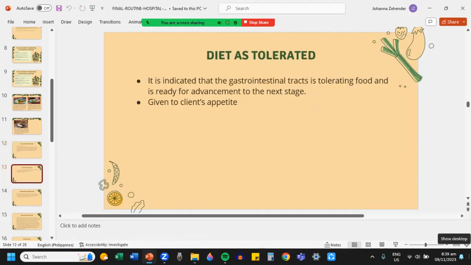Next, we have diet as tolerated. So this is indicated when the gastrointestinal tract is tolerating food and is ready for advancement to the next stage. So this is given according to the client's appetite. Okay, so that, di ba, maririnig din ninyo during endorsement.